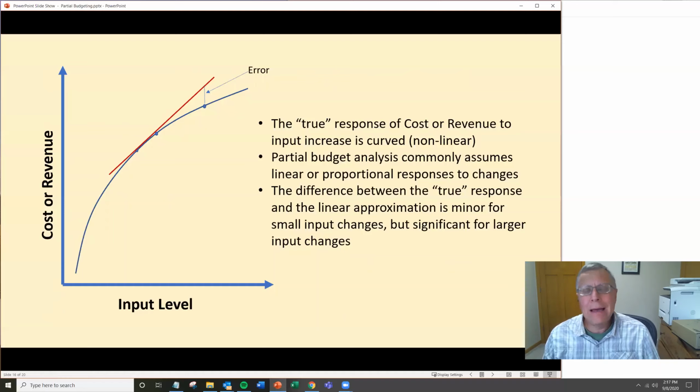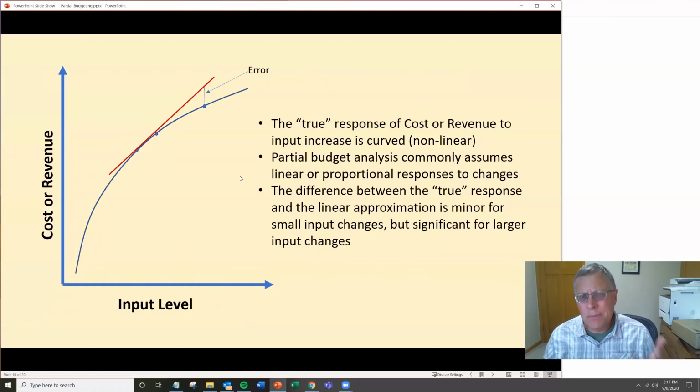And then if you add some more input level, maybe you're hiring another milker, or you're adding 40 acres, adding 25 more cows, that increases your costs or your revenues. And maybe that small change, it's not too big a difference. That's that first dot, that error between the red line, your linearity assumption, and the actual is not that much of a difference. But if you make a big change there where it goes way up, you can see the error, that gap between the red line and the blue line, is quite substantial.